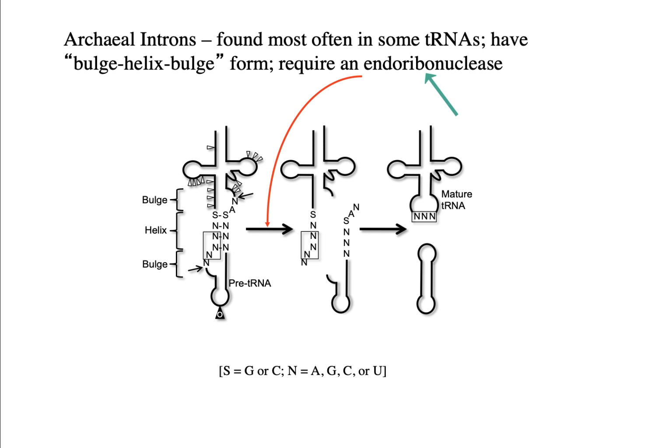And an endoribonuclease, not an endonuclease, but an endoribonuclease cleaves this, and then the ends fuse together to form the mature tRNA. In this case, the anticodon is within this region also. During evolution, these introns may have provided some flexibility in altering the genetic code at those anticodon sites as well.